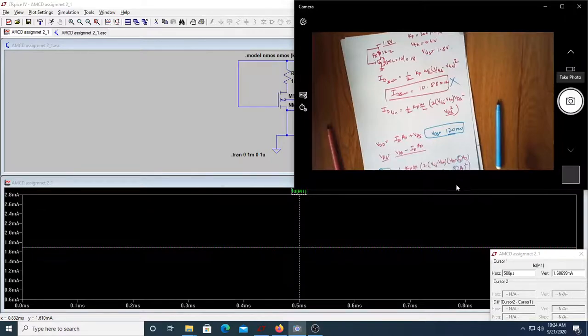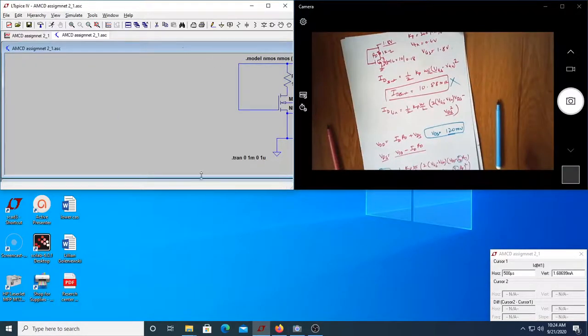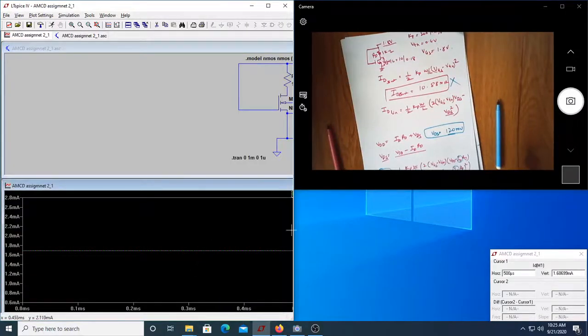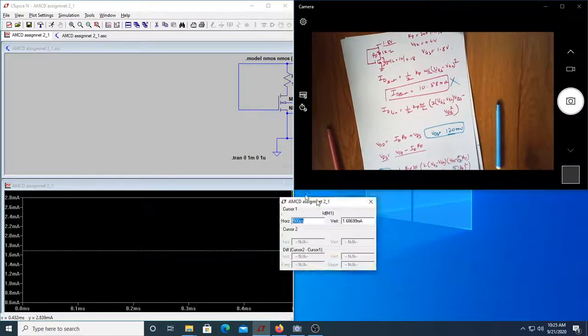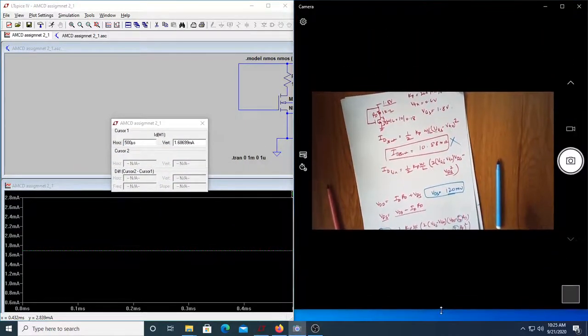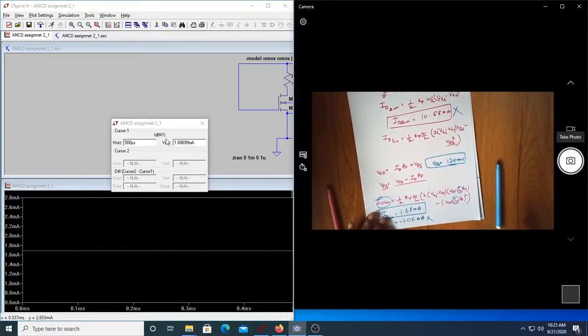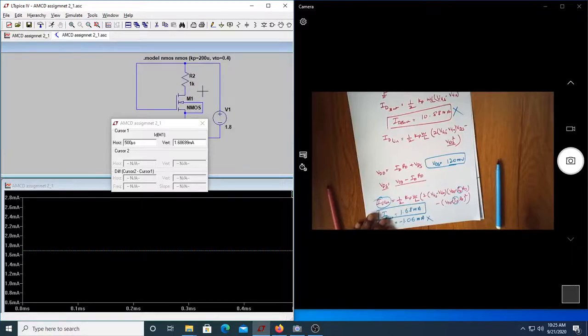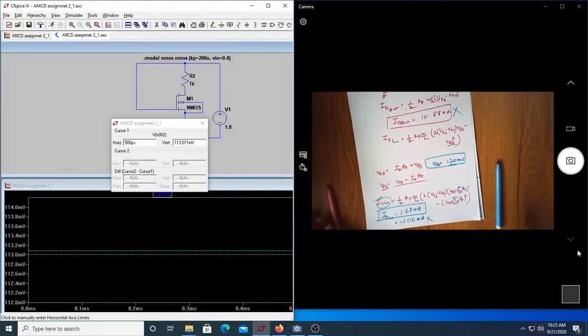Our calculated value was, let me make this half screen so that I can see both of them. This is 1.68 here. You can see this is the current which we got over here. We can also see what the voltage here is. This is VDS, and we can see this is 130 millivolt. Of course it is 120 in our calculation because we didn't consider the decimal points, we just stopped at 1.68.